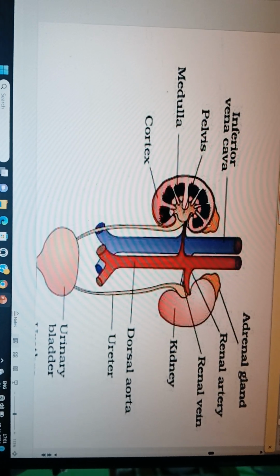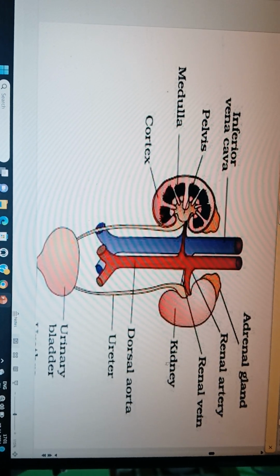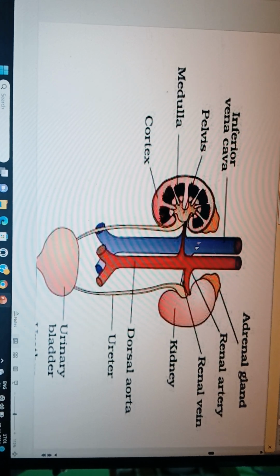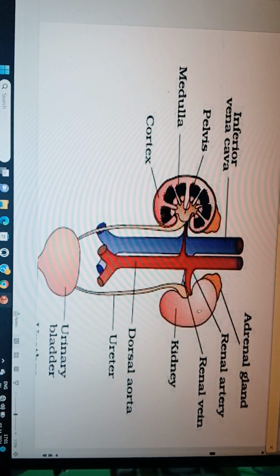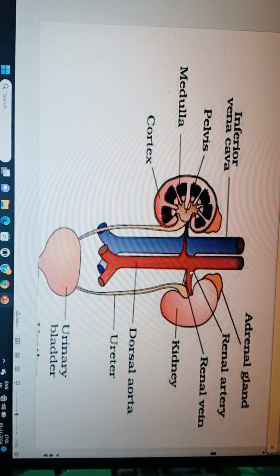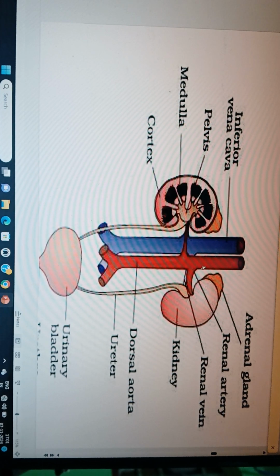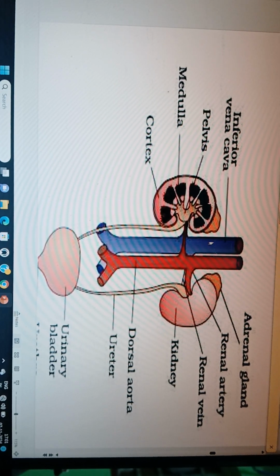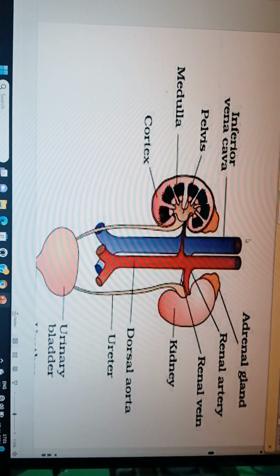Now you look, students, at the excretory system of the human. You know system. What is system? A system is made up of so many organs. Which organs are associated there? There is one pair of kidneys, and here you look, this is the dorsal aorta. Through this dorsal aorta, blood enters the kidney, and after the purification of the blood, it comes back through the vena cava. This vena cava is known as the inferior vena cava.